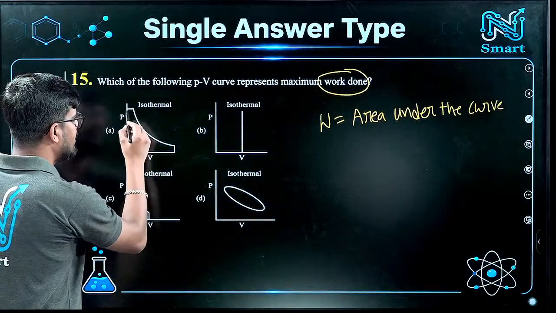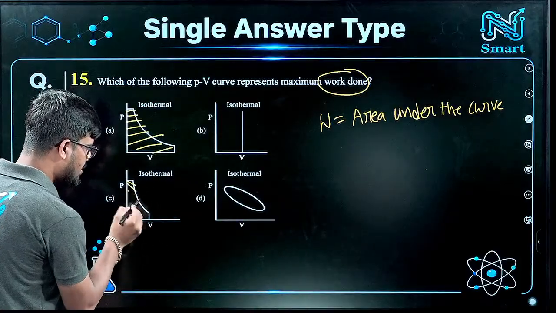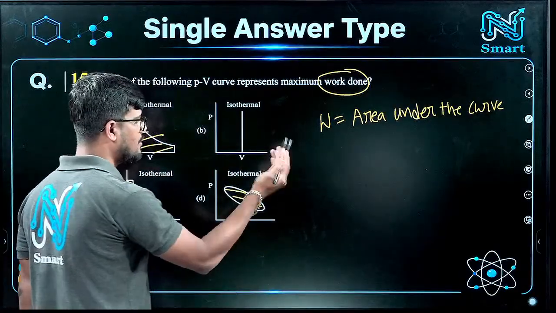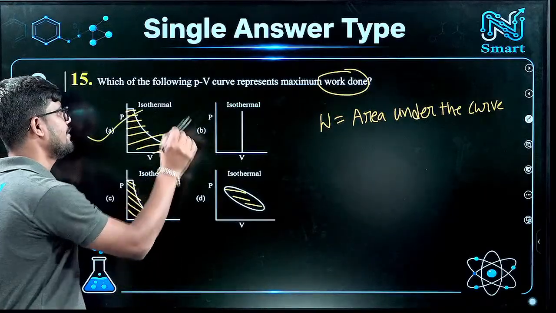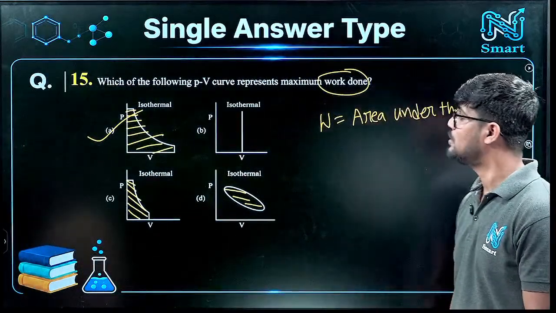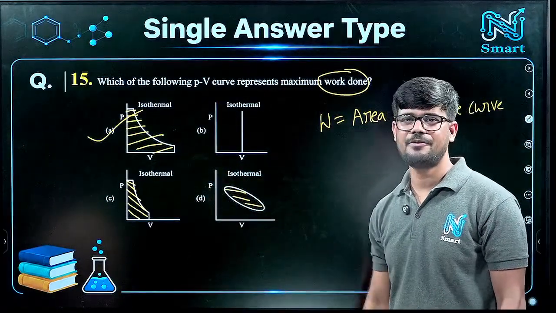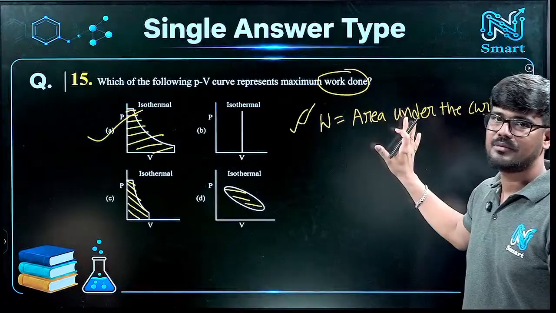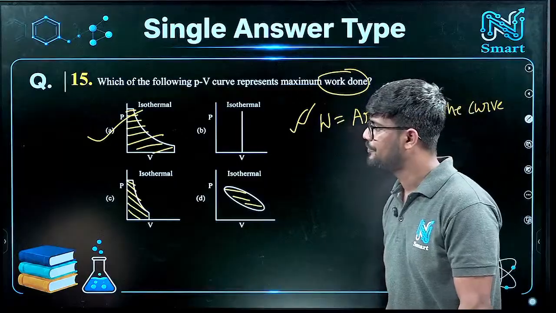In this case, just check, this is the entire portion, area under the curve. Here, yes, this one is the area under the curve. In this case, this one, and here nothing. So in which case is the area under the curve maximum? Option A. So in case of A only, we will have maximum work done, right? If you look only at the diagram, you will be confused, but this is our mantra: work done means area under the curve. You will get the answer.